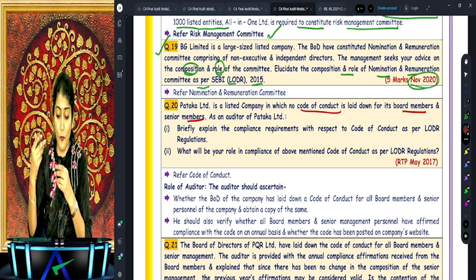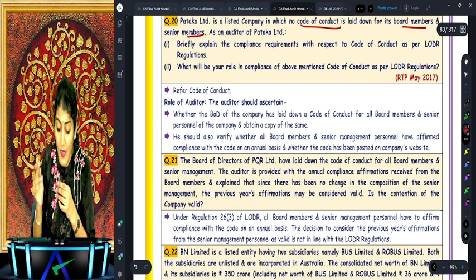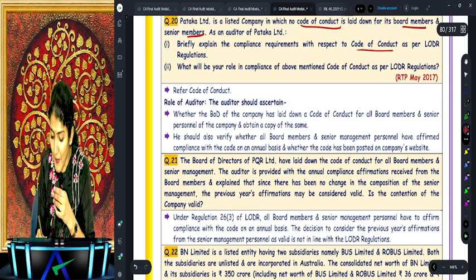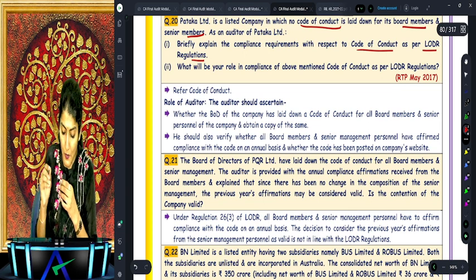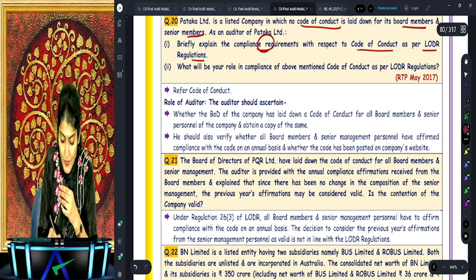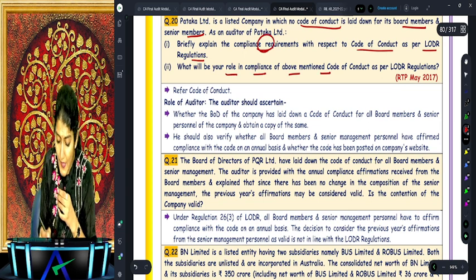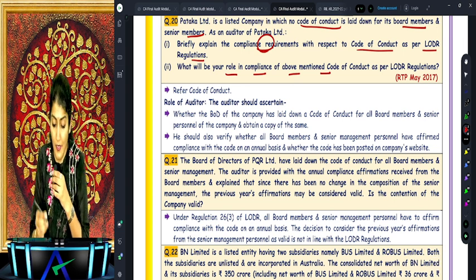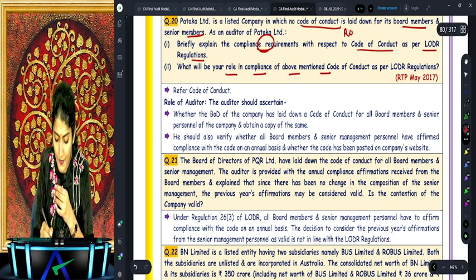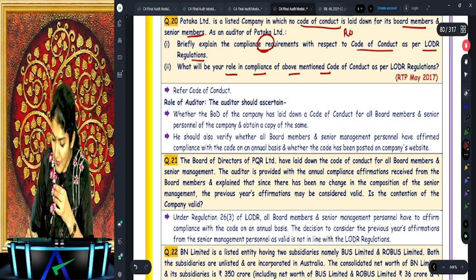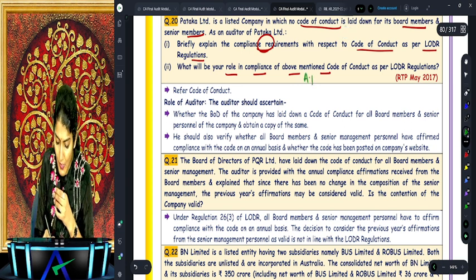As an auditor of Pataka Limited, briefly explain the compliance requirement with respect to the code of conduct as per SEBI LODR. So what are the provisions and what will be your role in compliance of the above mentioned code of conduct? That means what they are asking is what are the provisions, that is what is the blue color, and then what are the audit procedures. As an auditor, how will you check the compliance with the code of conduct?